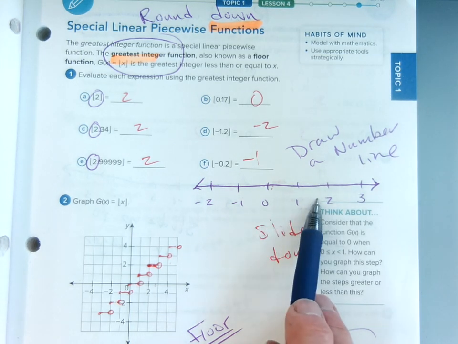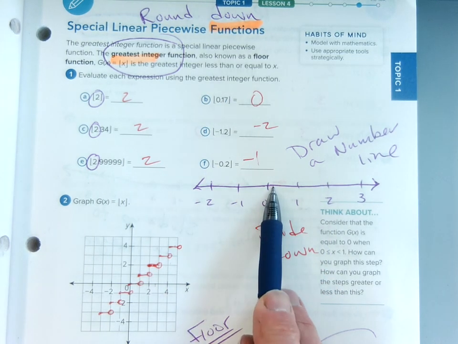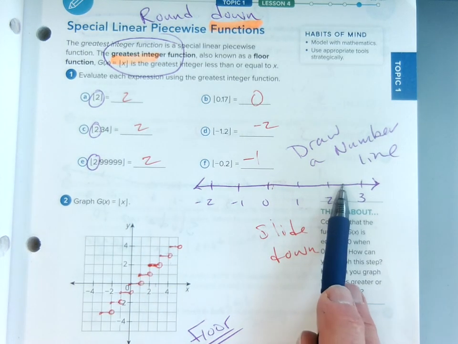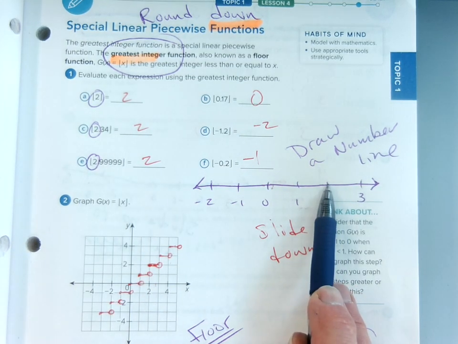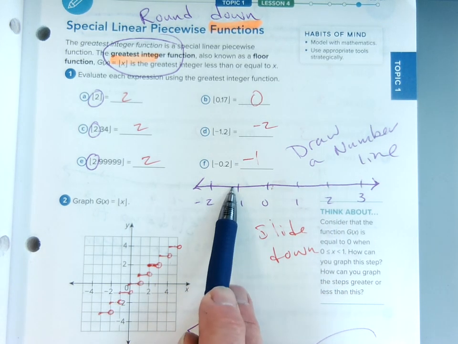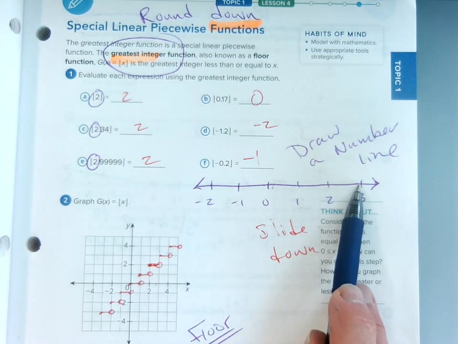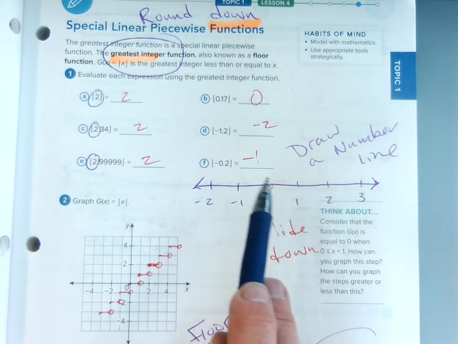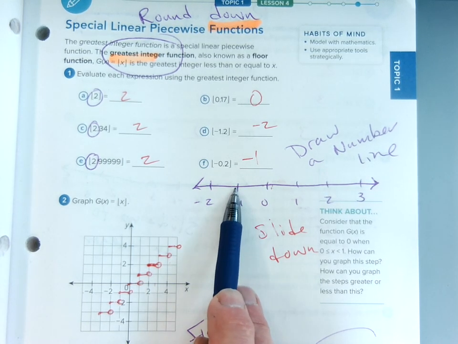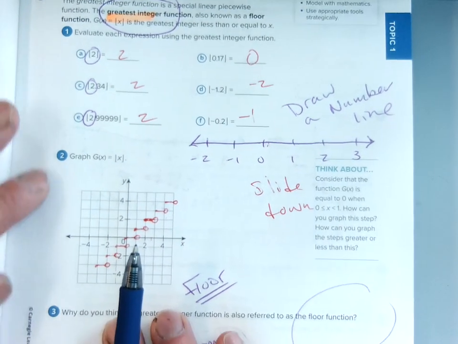So for instance, 2 is just an integer, 2. But then 0.17 is right about here, you slide down to 0. 2.34 is right about here, you slide down to 2, to its integer. Negative 1.2 is about here, slide down to negative 2, okay? 2.99999 is right here, almost 3, but just slide down to 2. Negative 0.2 is right about here, but just slide down. Remember, you're going to slide down to negative 1, okay? So you just have to take good notes on this and write that down, okay?